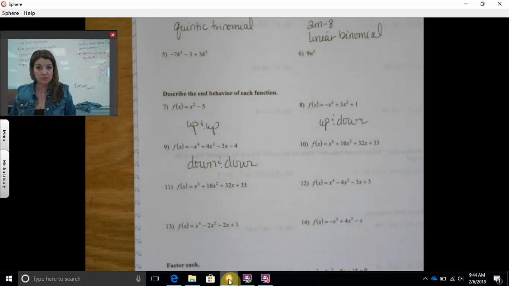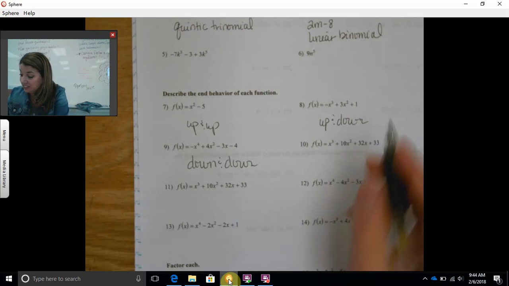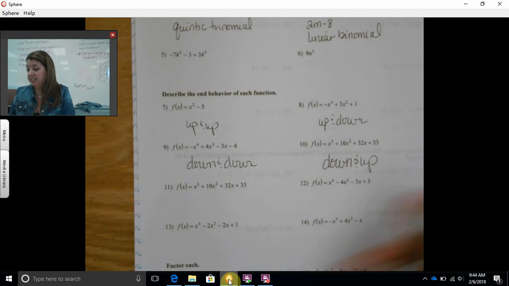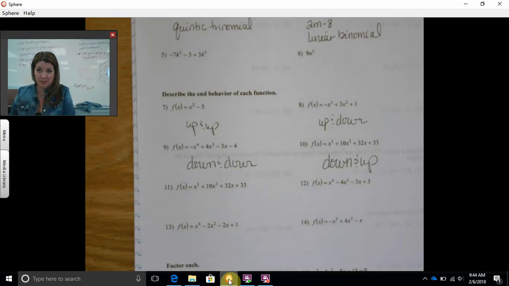Number 10. 10's odd, so it's opposite directions. I think we need to work on some memorizing, okay? It is down and up. Those are supposed to be the easy ones on the test. So we might need to go back and look at that chart, memorize it. You will not be given the chart. And when you go to graph as well, you've got to know that end behavior, okay?